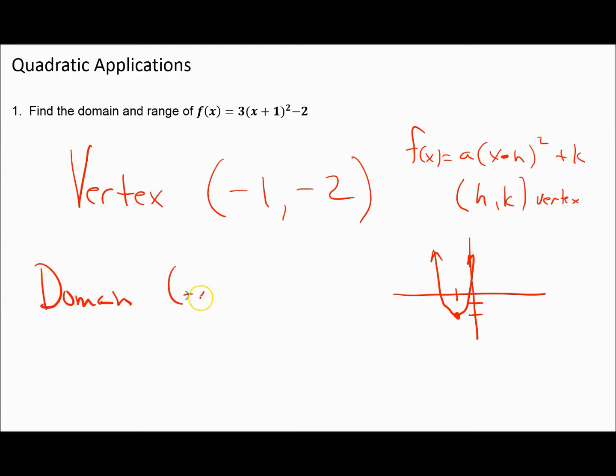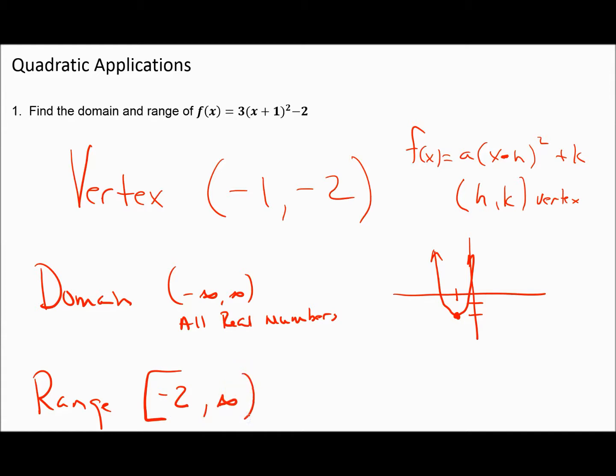I could write that as -∞ to infinity. I could also say all real numbers. It just depends on how you're asked. And the range, on the other hand, remember range is low to high. So the lowest value, because this parabola opens upward, the lowest value on this graph is -2. The -2 is included. The highest value on this graph is infinity.